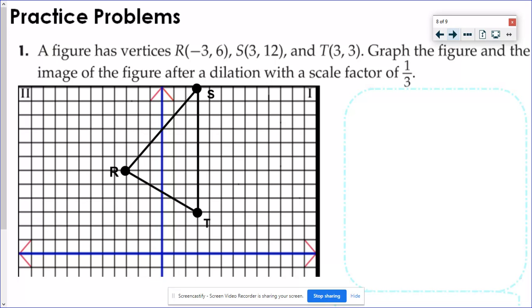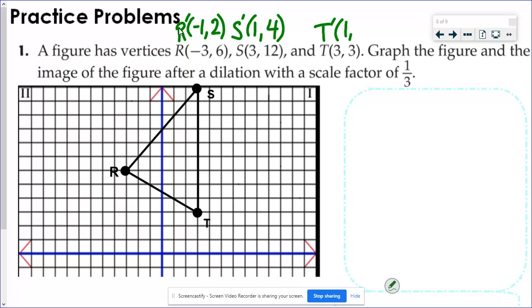For number 8, we've got our vertices graphed. I want a scale factor of 1/3. In your head, I'm hoping that you're figuring out what kind of dilation this is. It is going to be getting smaller, so it's called a reduction. Scale factor of 1/3 really is going to divide everything by 3. So R prime, instead of -3, it'll be -1. Instead of 6, it'll be 2. We're dividing by 3. S prime, divide by 3, I would get 1 and 4. For T prime, I'm going to get 1 and 1.